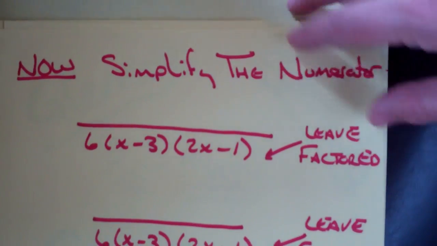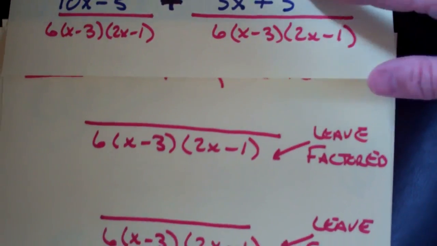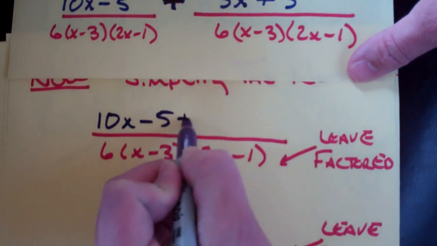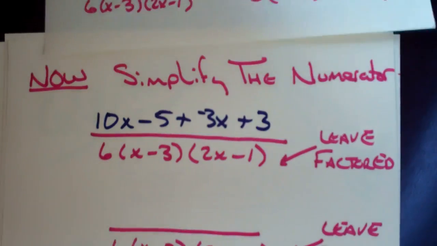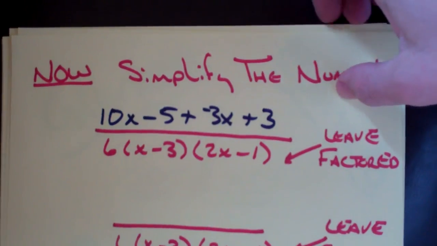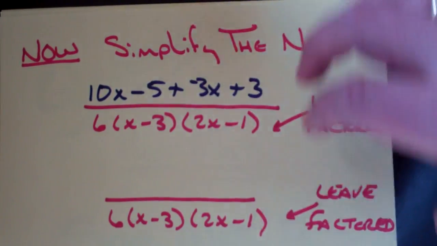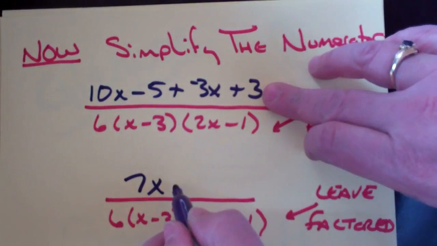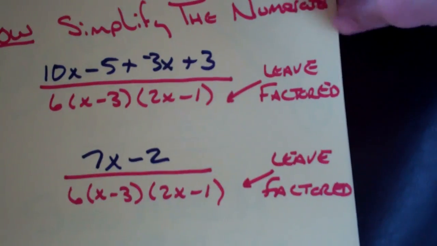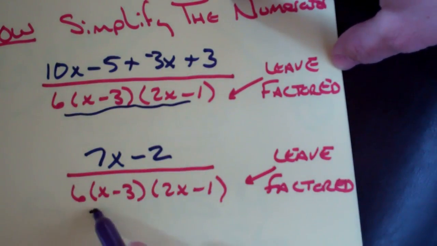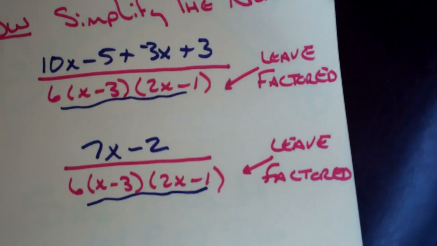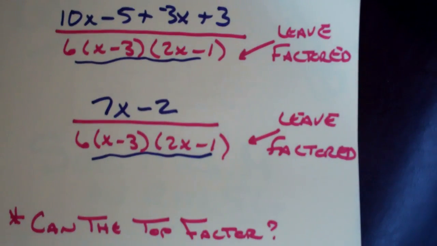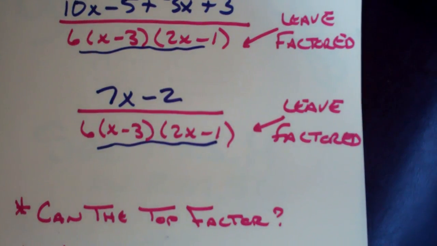Looking at our result, I have 10x minus 5 plus a negative 3x plus 3. What does this give me? Well, the 10x minus the 3x will be a 7x. Negative 5 with a 3 is a minus 2. Now, notice that I'm keeping the denominator factored, and you need to keep rewriting it because otherwise it's guaranteed that you'll forget later on. The next step we always consider is, can the top factor?